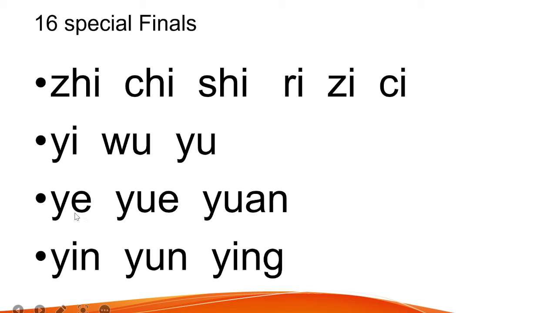YE pronounced as ye, YUE pronounced as yue, YUAN pronounced as yuan, YIN pronounced as yin, YUN pronounced as yun, YING pronounced as ying. So now you know the 16 special finals. It goes like zhi, chi, shi, ri, zi, ci, yi, wu, yu, ye, yue, yuan, yin, yun, ying.